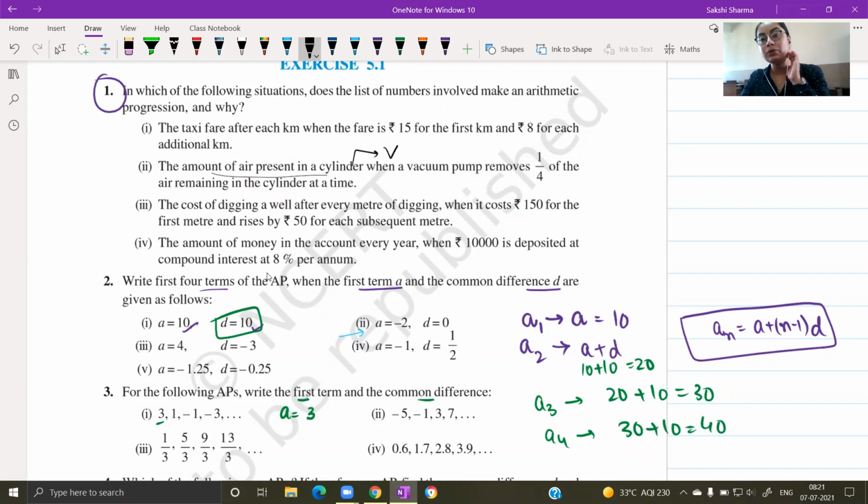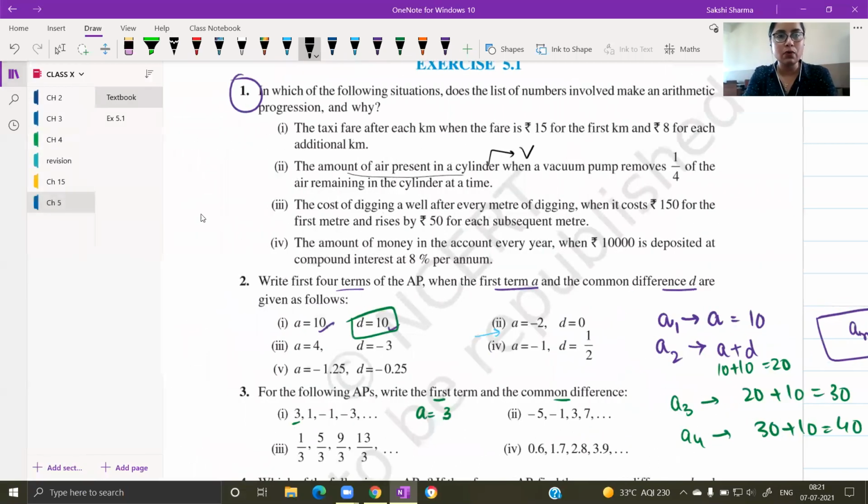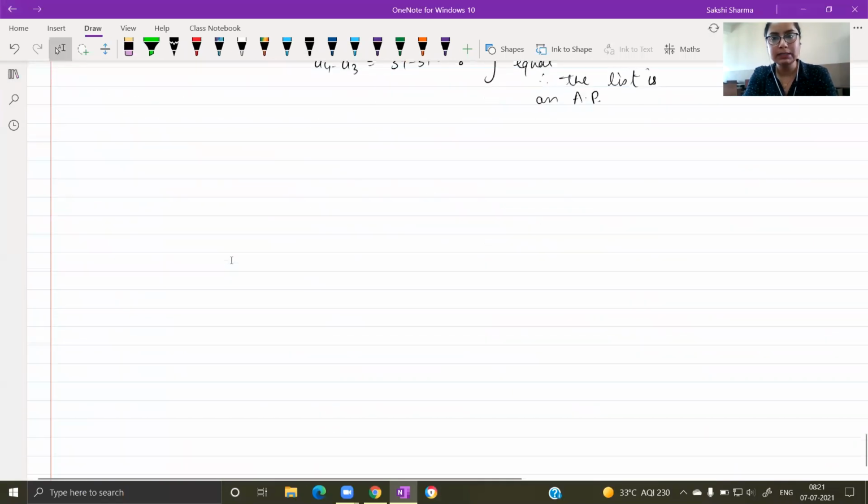Now initially there is this much air present. At the very first pump some air is removed, and the volume of air removed from the cylinder is given by 1/4 of the air present in the cylinder. So if we find out on the first pump what is the amount of air left in the cylinder, let's write this down.